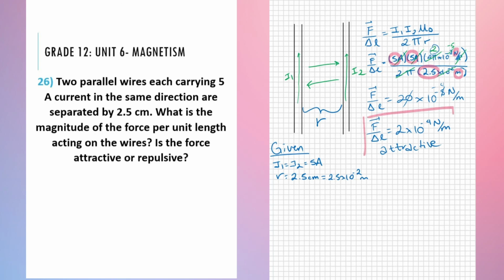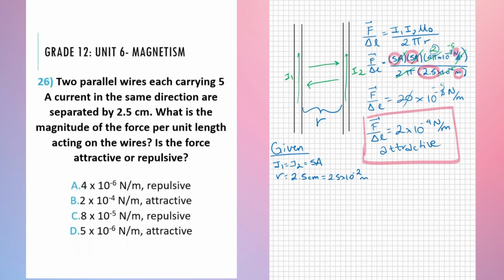If we look at our choices, we see that that would be choice B, 2 times 10 to the power of minus 4 Newton per meter, and it is in fact an attractive force. And that's it.